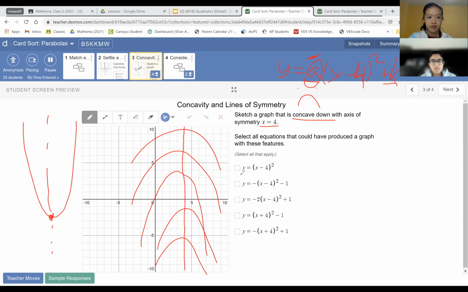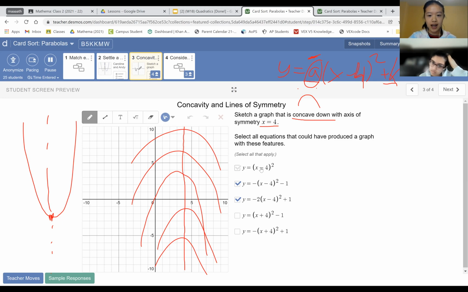So we need all the equations that have an h value of 4 and a negative a value. So this one matches and this one matches. These two actually have an h value of negative 4, because if you subtract the negative, then it will become positive. So these two would not be correct.